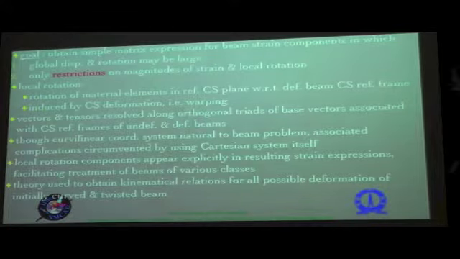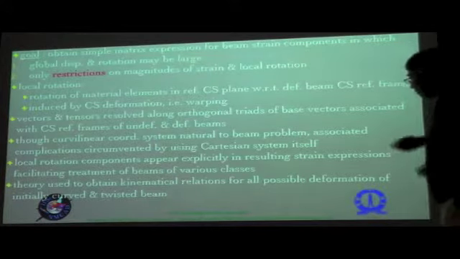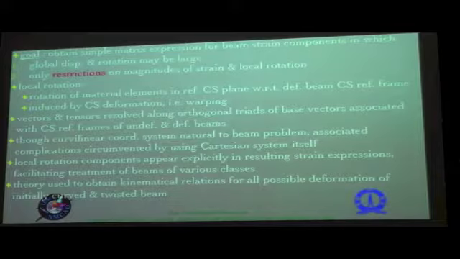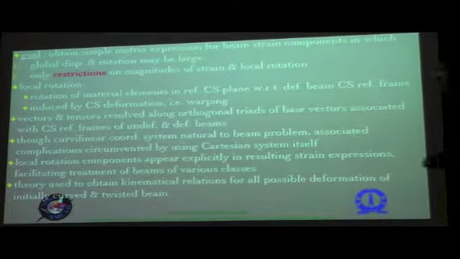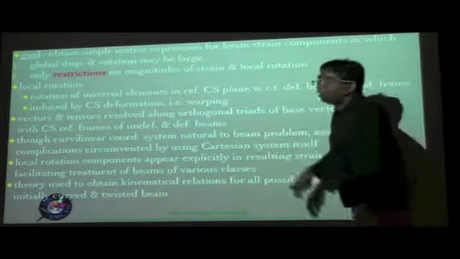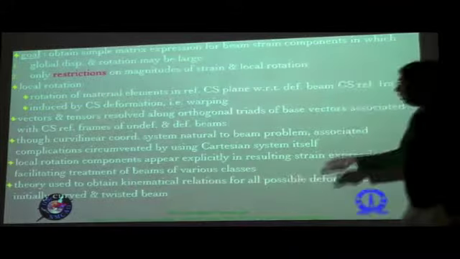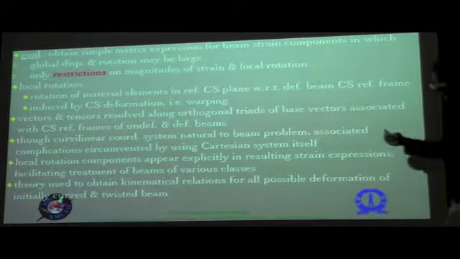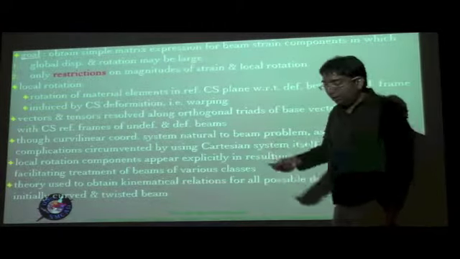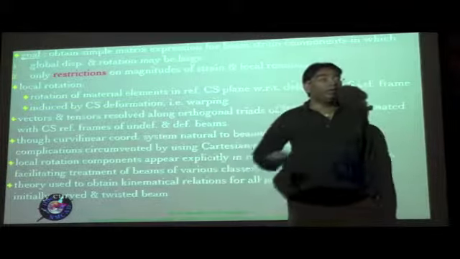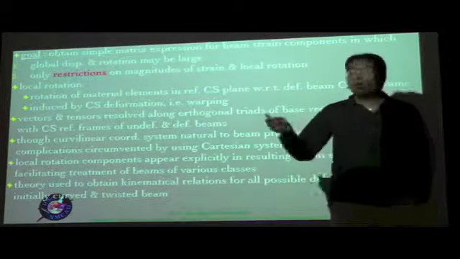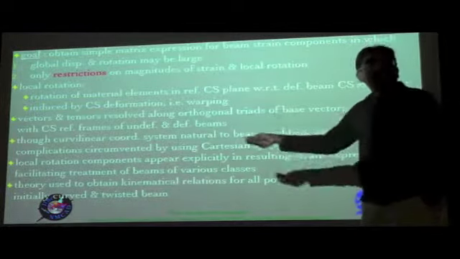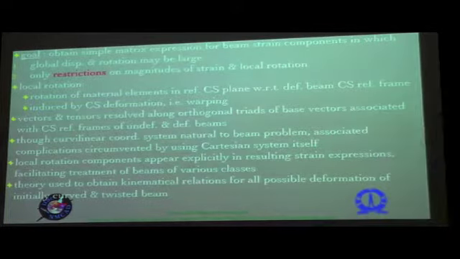Next, the theory used to obtain the kinematical relations for all possible deformations of initially curved and twisted beams. So whatever theory we derive using this particular approach will be generally applicable for all initially twisted and curved beams, and of course we are using the beam in a very general sense, not only bending but axial forces. They could be tensile or compressive, and the torque, of course, causing that twist.